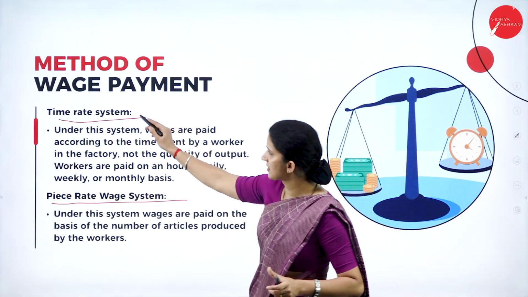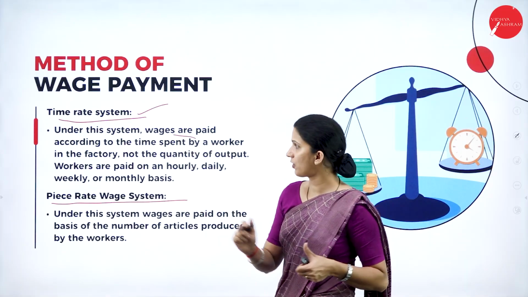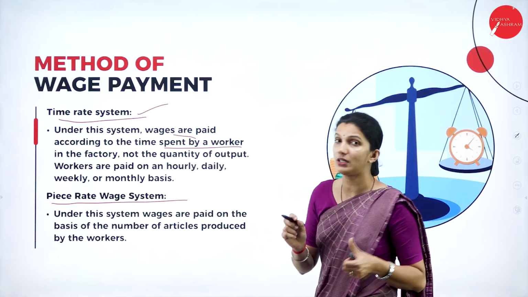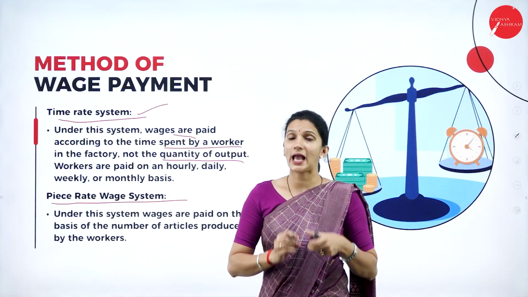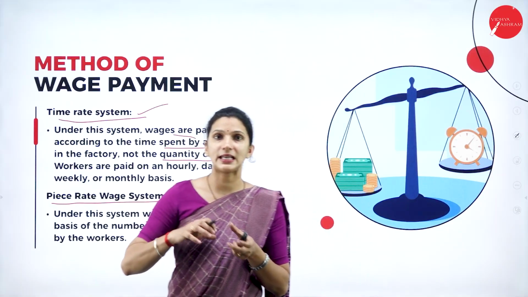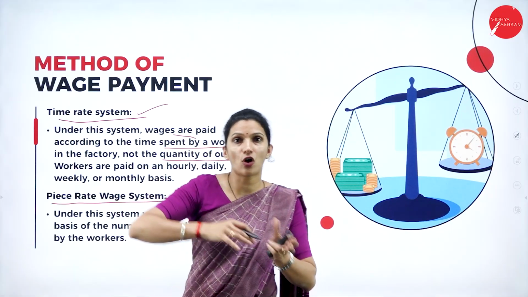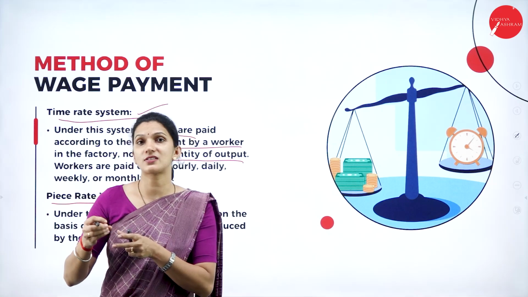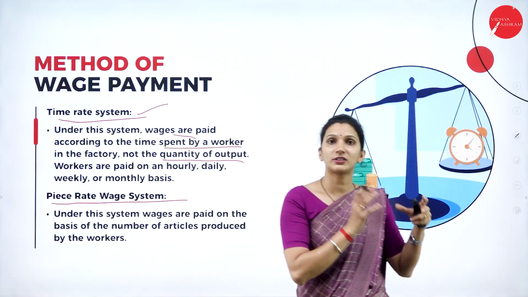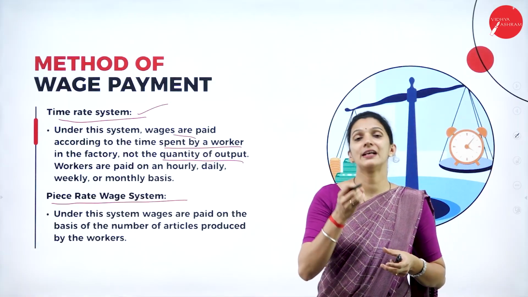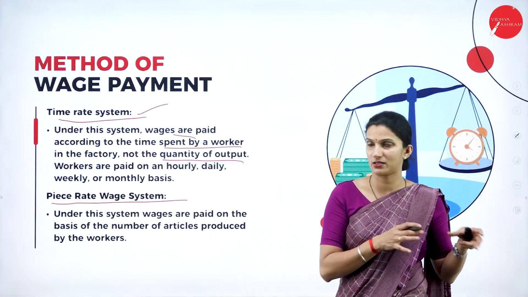Now we'll see what the time rate system is. Under this system, wages are paid according to the time spent by the worker in the factory, and not on the quantity of output. The employees get paid according to the time they spend in the factory and not on the number of units produced by them. Based on the time spent in the factory, the payment will be made. That we call the time rate system.